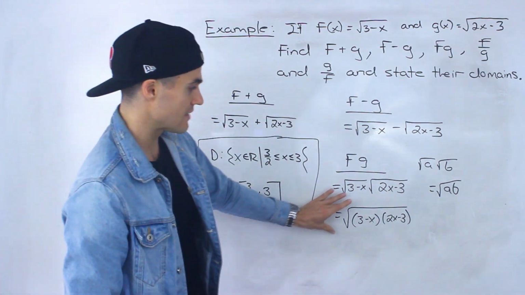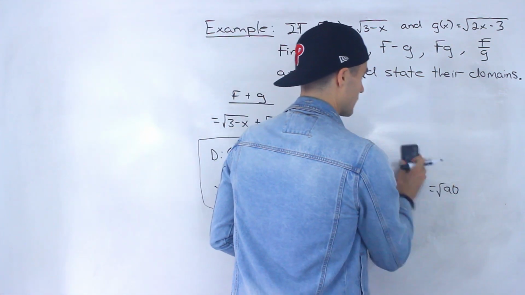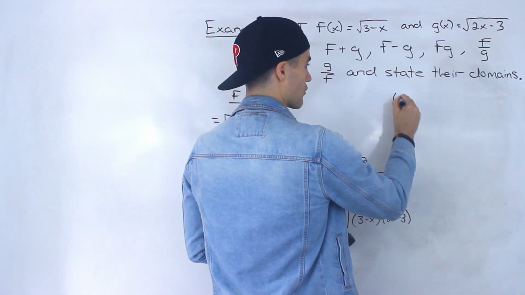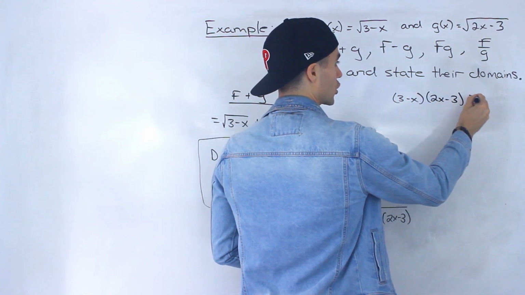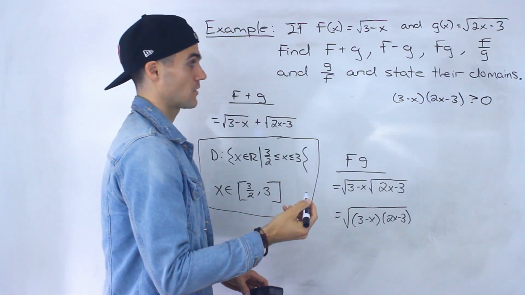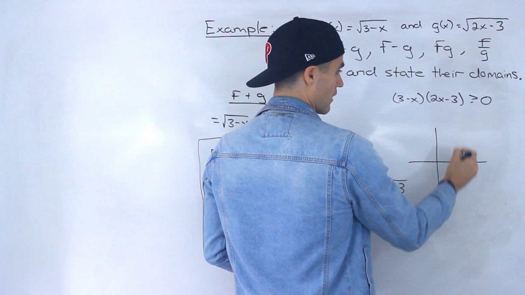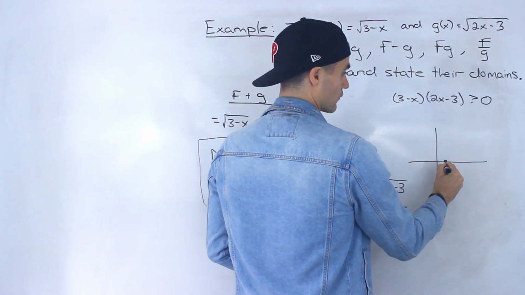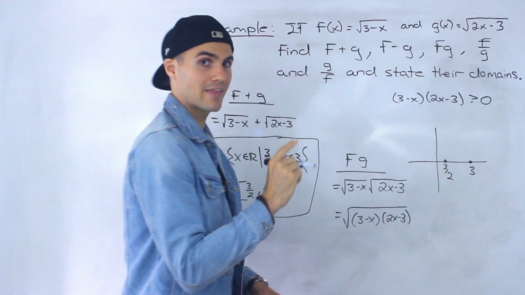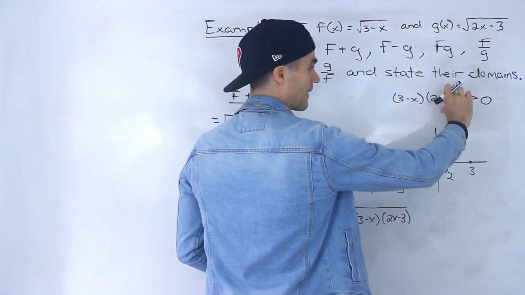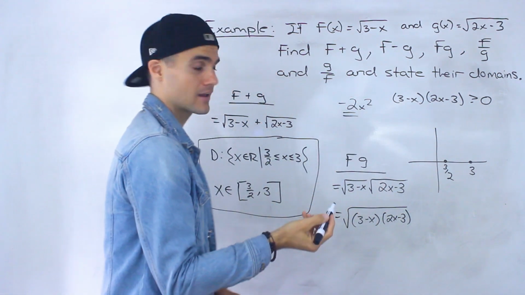And if you were to just get this function and figure out the domain, you'd have to figure out when is 3 minus x times 2x minus 3 greater than or equal to 0. Notice that this is just a parabola with intercepts at 3 over 2 and 3. And notice it's a parabola that opens down, because if we were to expand this, that leading coefficient would be negative 2x squared, so that a value is negative.